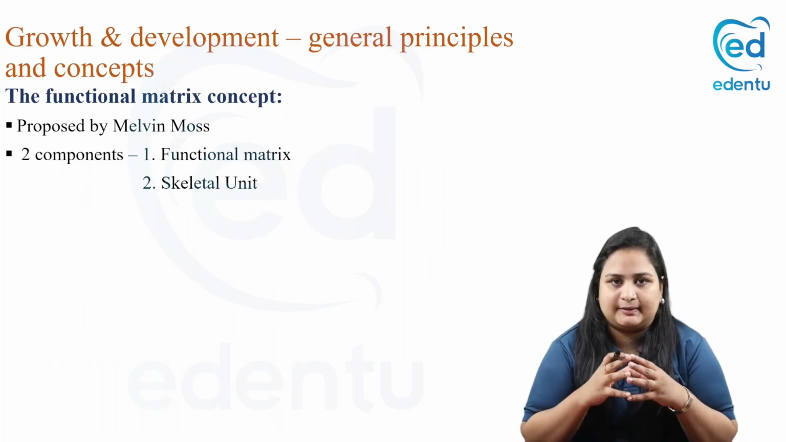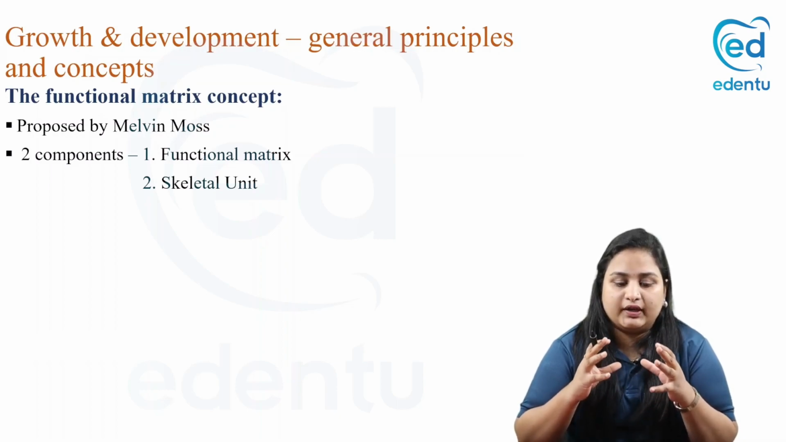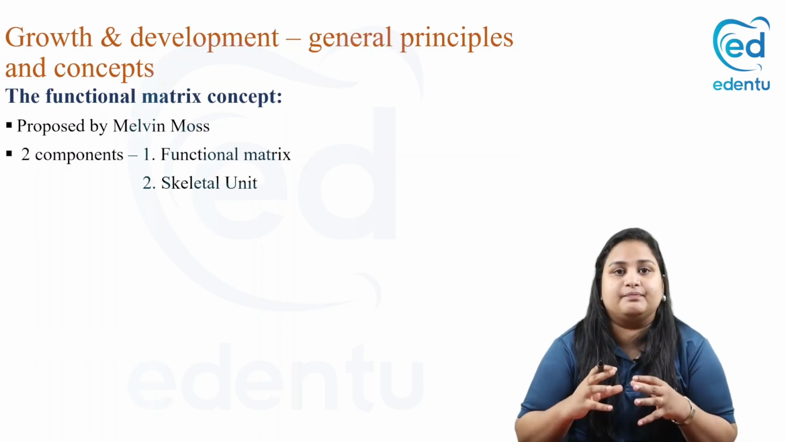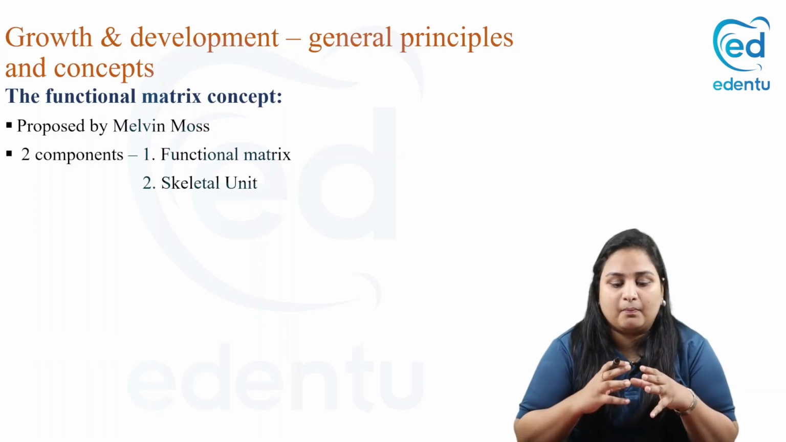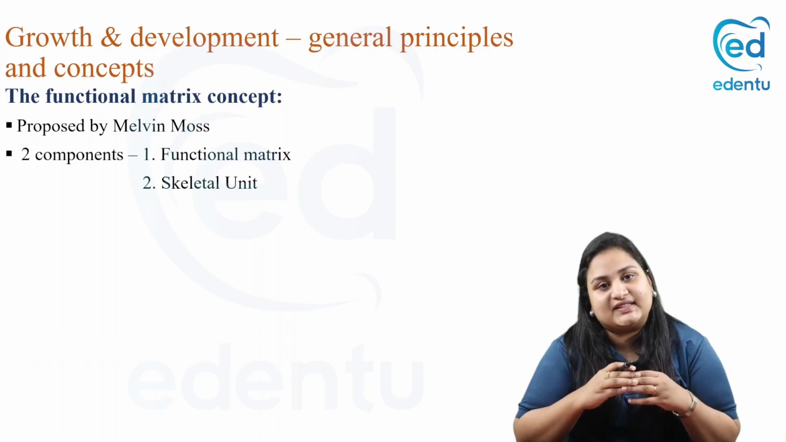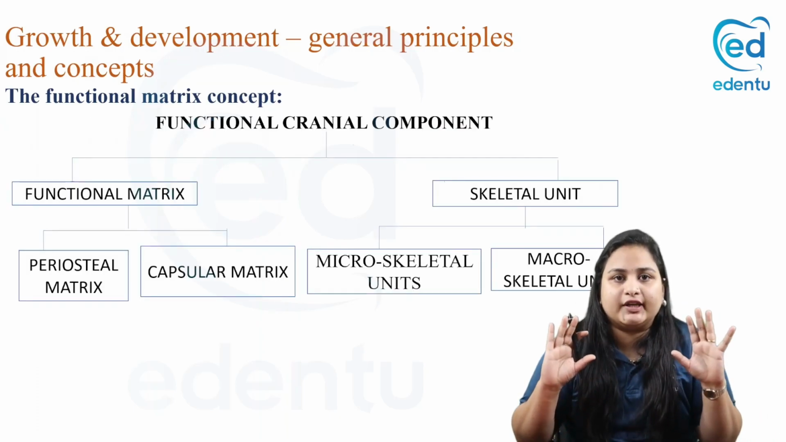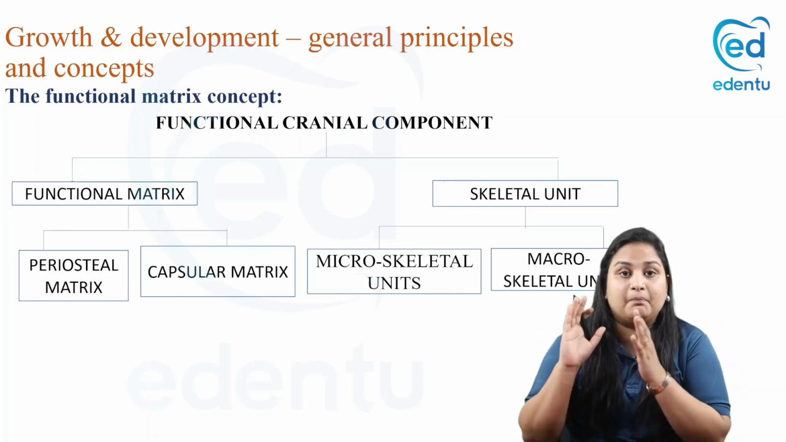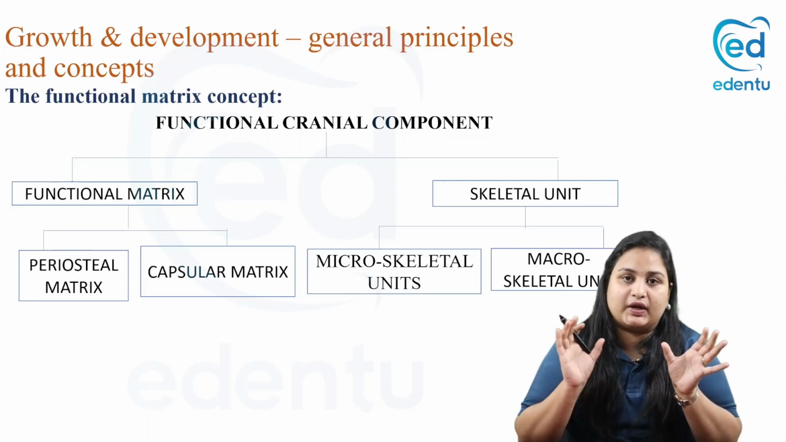This is the functional matrix concept. The most widely and renownedly accepted concept of growth and development is the functional matrix concept, which was proposed by Melvin Moss, and it had two compartments: the functional matrix component as well as a skeletal unit. So when you describe the functional cranial component, you have two main subcategories, or two main parts, which include the functional matrix as well as the skeletal unit.